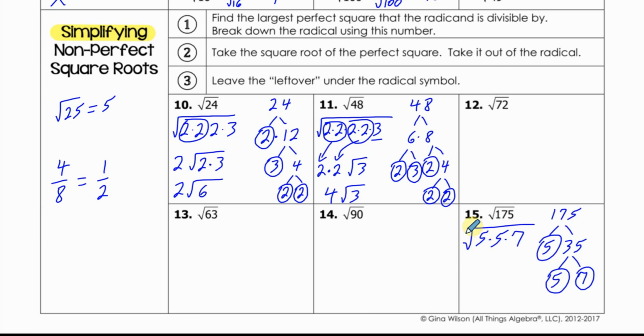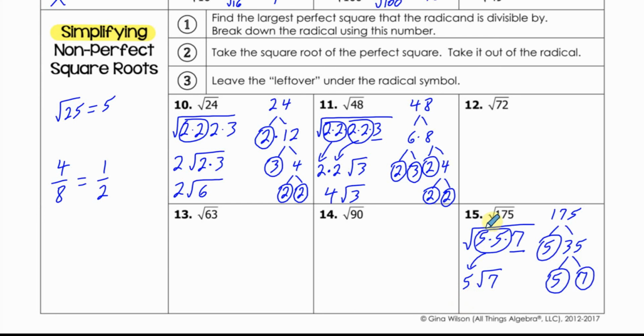So again, when you take square roots, remember there's an understood 2 there. So I'm looking for pairs. I'm looking for groups of 2. So a couple of 5s inside, I bring 1 5 outside. 7 doesn't have a partner. It is going to stay put. 5 square root of 7.